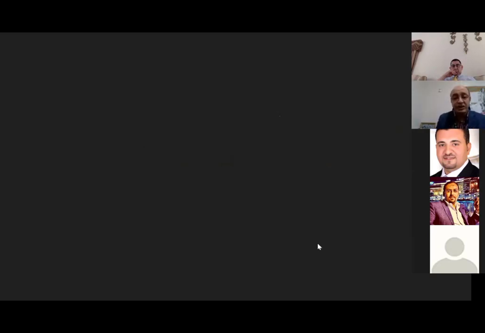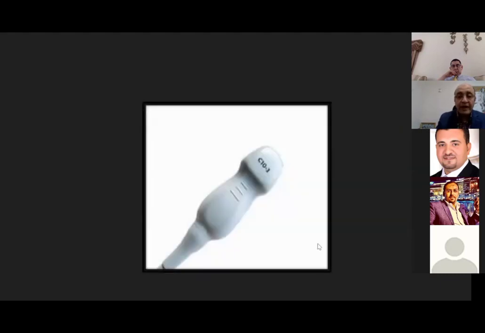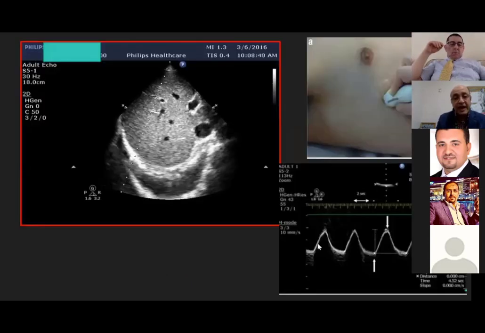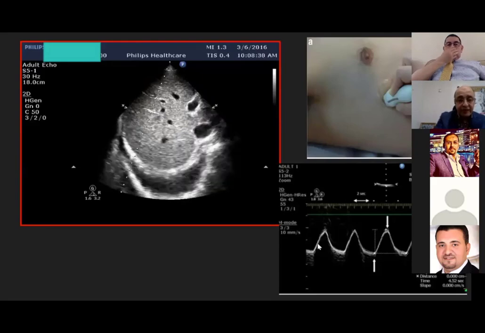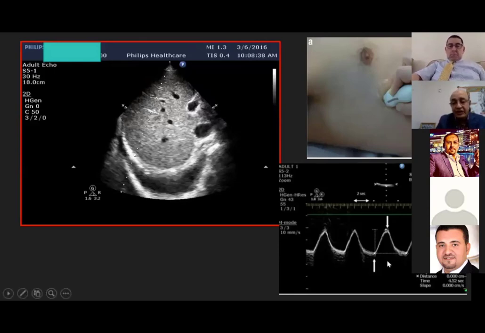For the excursion, we have to put the echo probe in the subcostal area, directed to the dome of the diaphragm, and then you see the diaphragm as you see now. This is the liver up here, and there is a scoop here, like a spoon. And then this, the white line here, is the diaphragm. I put the M mode over the diaphragm, it has to be perpendicular to the diaphragm, and then I fire it. When I fire it, I see the excursion, the curve you see here.